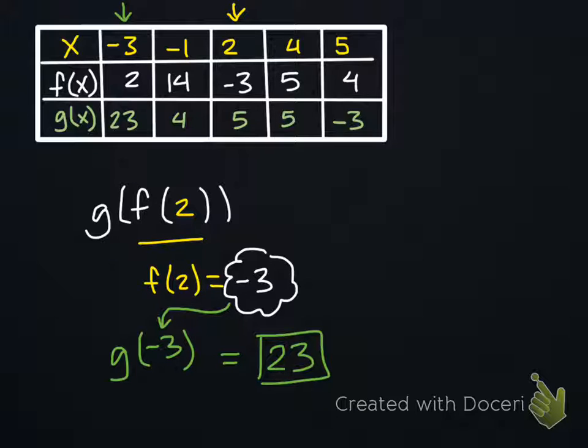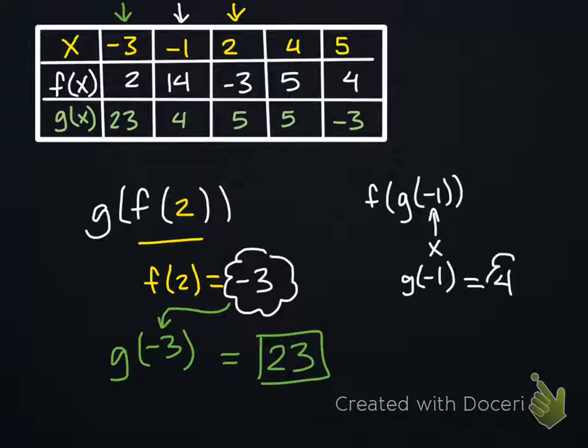Okay, let's try another one. Let's say you had f of g of negative 1. Our first step, our x is negative 1, right? So we go into our table, to our negative 1, which is right here, and we go down to our g because that's our inner one. So we want g of negative 1. Well, g of negative 1 is 4. That's what's in our green row. That's our output from this first level. I should have done that in green, but that's okay.